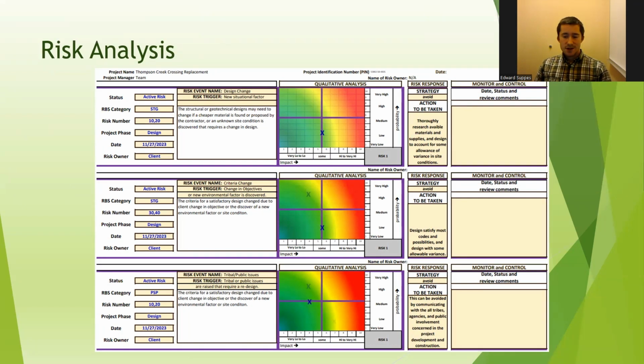Second, the potential change in design if the client has a change in objective or criteria. Third, delay or redesign to meet satisfaction with tribal and public authorities or concerns if occurring later in the design phase. All three were seen as unlikely due to the small scale of the project and potential for change. The project is already part of a tribal organization for the improvement of fish passages.